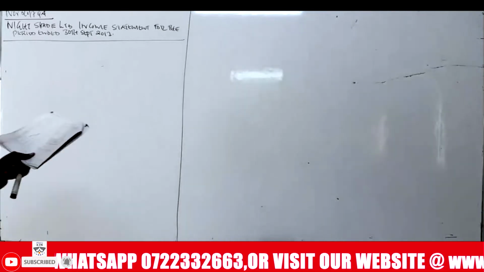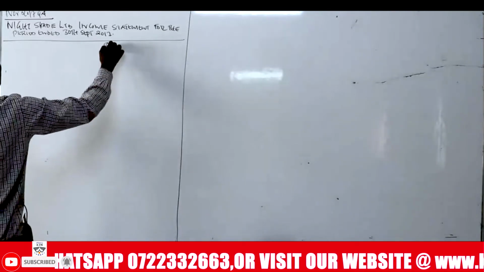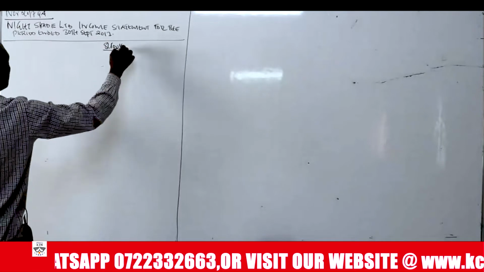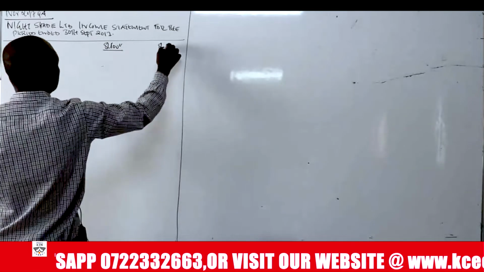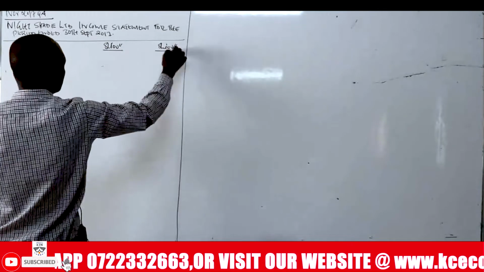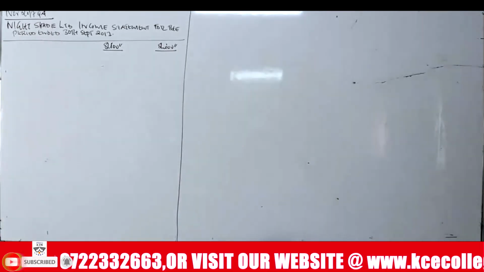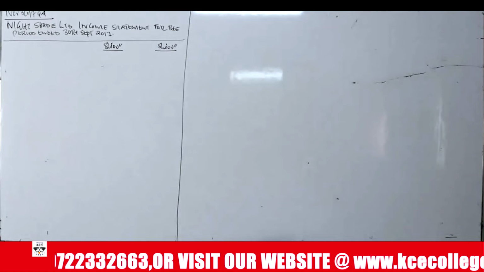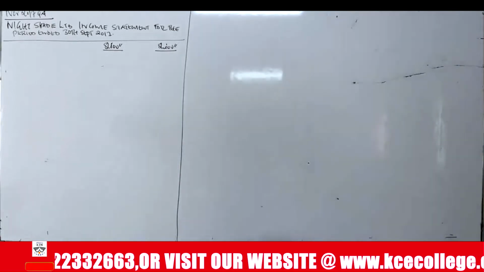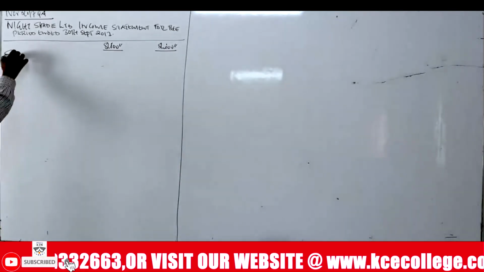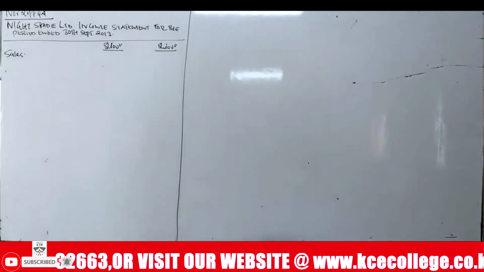So you have 2 columns here. We have shillings and thousands, and then here shillings and thousands. So you have 2 columns, shillings and thousands. So we start with the figure for sales. The figure for sales is how much?